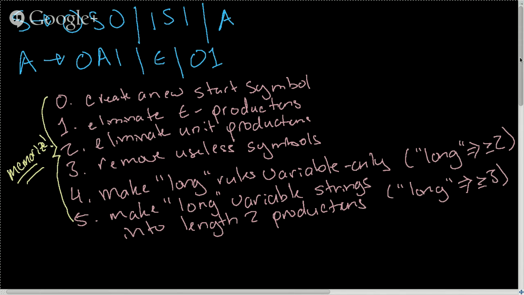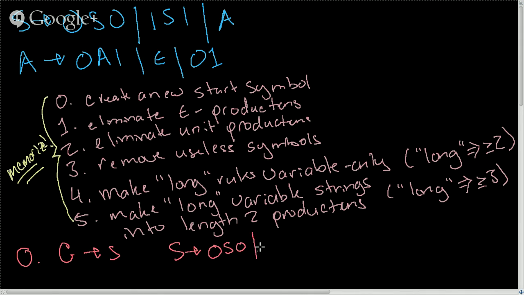So with that being said, let's start with step 0. And we're probably going to have to erase a bunch of stuff as we go through this, because this is kind of a long problem. But so step 0 is create a new start symbol. You can create the symbol to be whatever you want. I think that Dr. Sullivan usually uses G. I could be wrong, but anyway, let's just say G goes to S. And then we have the same things. S goes to 0S0 or 1S1 or A. And A goes to 0A1 or epsilon or 01.